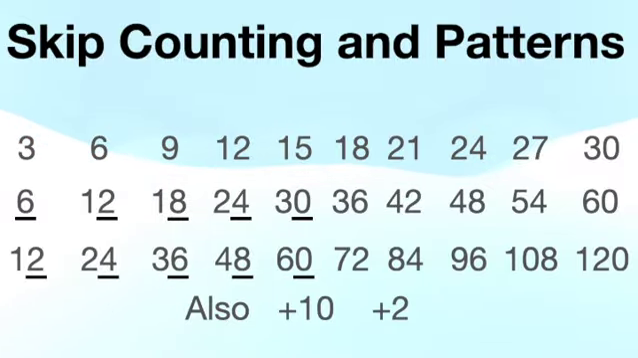Or you could add the 10 first. 36 plus 10 is 46. Plus 2 is 48. 48 plus 10 is 58. Plus 2 is 60. And it goes all the way down the line like that. That is the pattern that I taught on the 12s, is the plus 10 and plus 2.